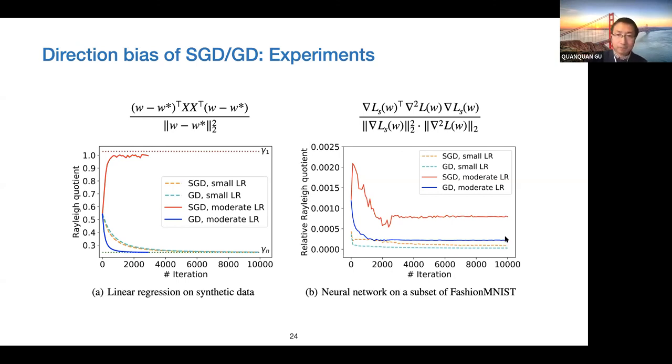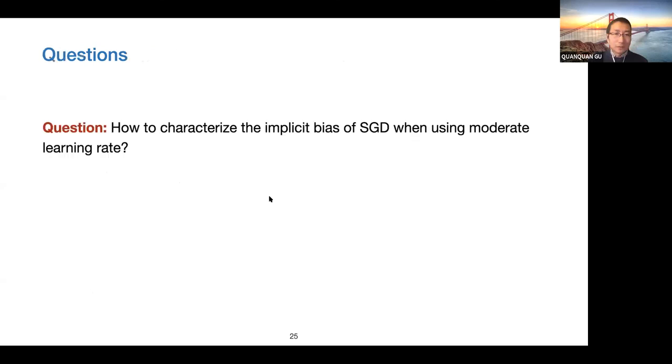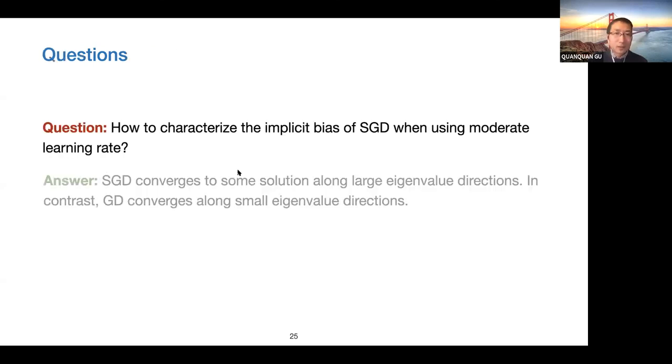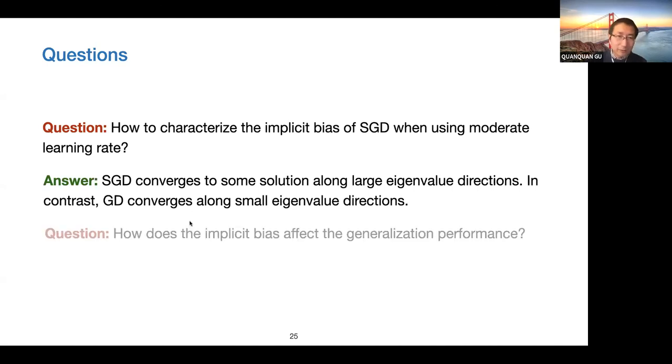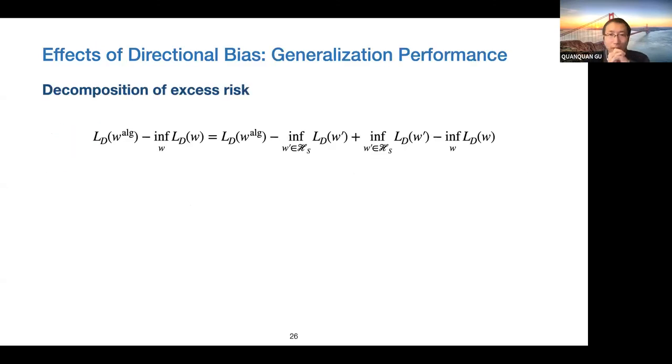Okay. So we have answered this question. SGD converges to some solution along the large eigenvalue direction. And there's another question we haven't answered. How does this implicit bias affect the generalization performance? Regarding this question, given our implicit bias result, it is not that difficult to answer.